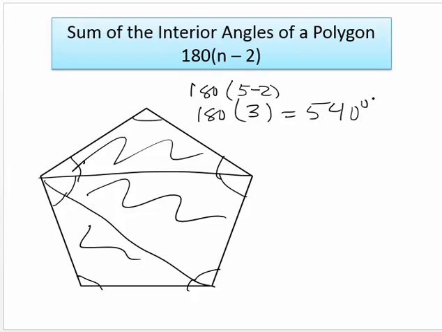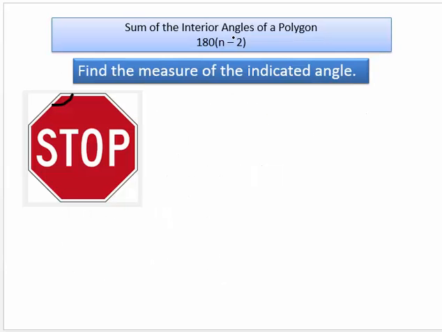So whenever you have to find an angle inside of a regular polygon, or the sum of the interior angles, you use that formula there, 180 times n minus 2, and I showed you why it works, because you just split it into a bunch of triangles inside the polygon. Okay, this says find the measure of the indicated angle. So we need to find the measure of this angle right here.